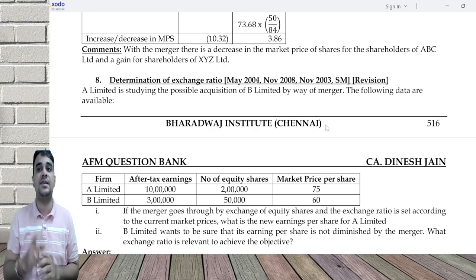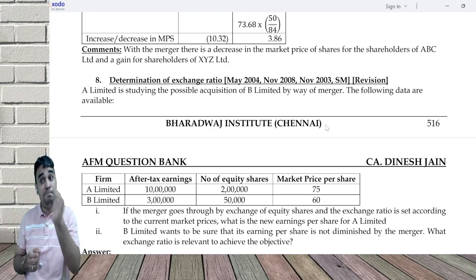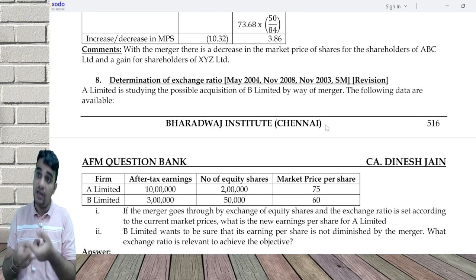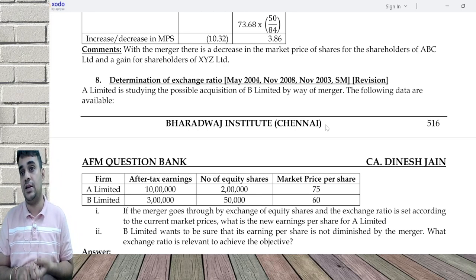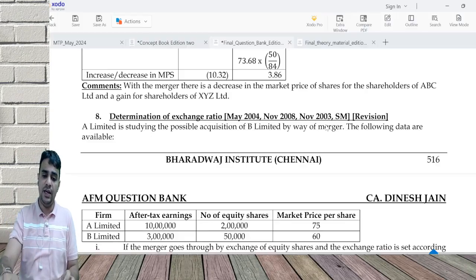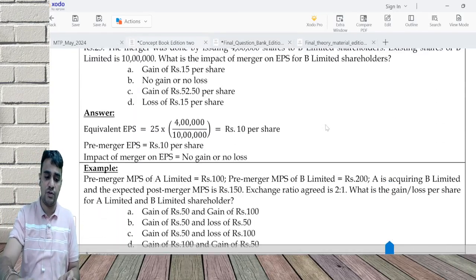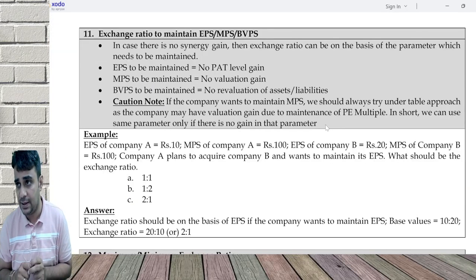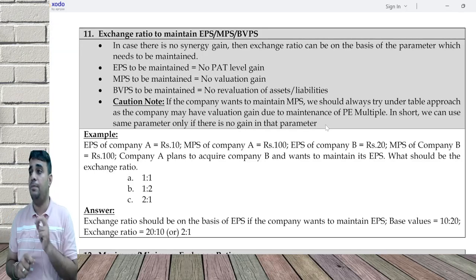For EPS, PAT is critical. If you want MPS to be maintained, there should not be PAT level synergy gain as well as P multiple level synergy gain. Both the places synergy gain should not be there. So in case a question wants us to maintain something, exchange ratio to maintain EPS, MPS or BVPS.